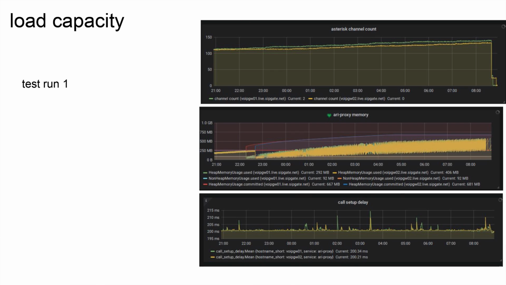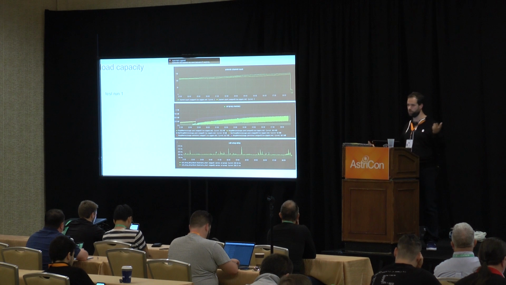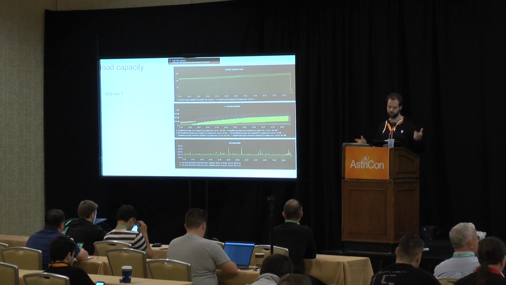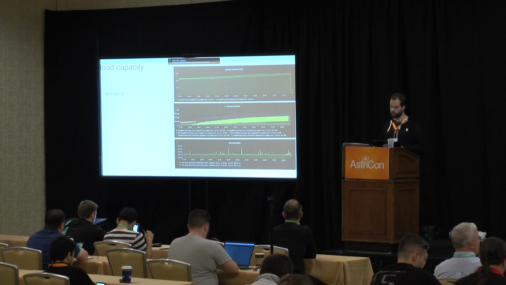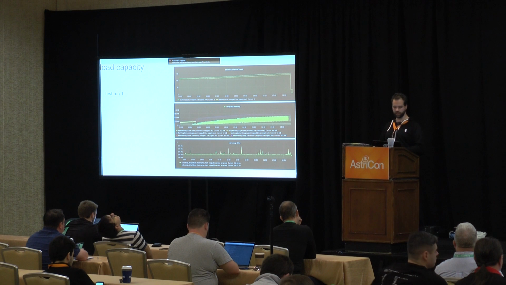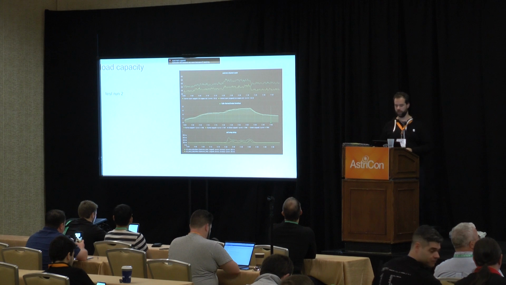And then we had a look at the call setup delay from the ARI proxy. We had about 202 milliseconds nearly all the time. There were some spikes to the top. We don't know why they happen, but they happen. But it's not too bad. It jumps from 200 milliseconds to 215 milliseconds, so we don't care. This was better than we expected. We expected that we would have some memory leaks and failures and so on, but it didn't happen.